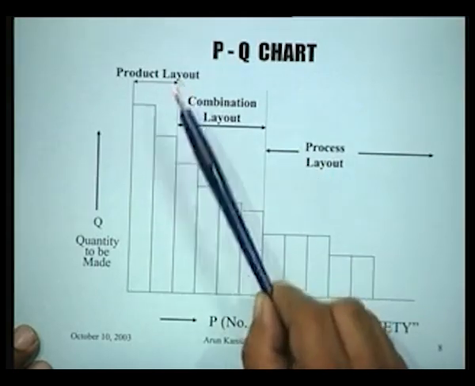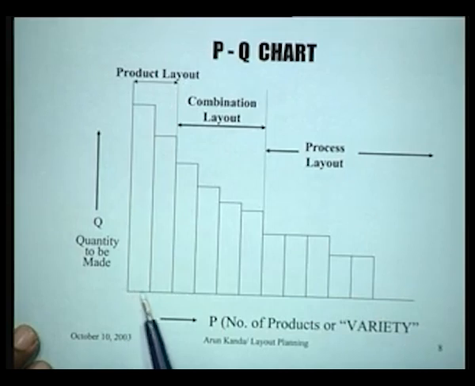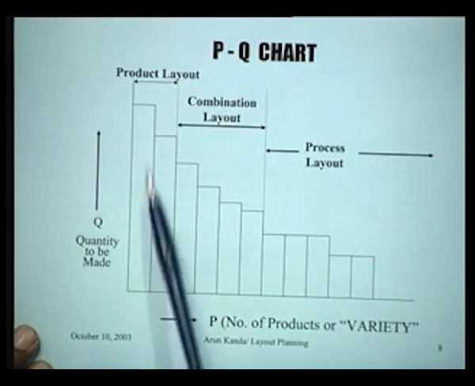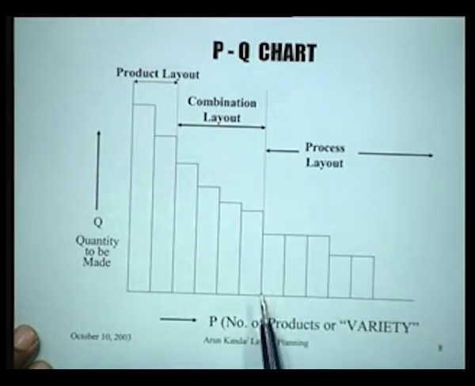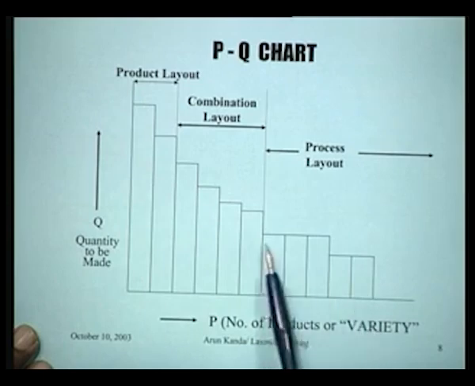A product layout is most appropriate when you have fewer products to produce in large quantities, and a process layout is used when you have large variety but to be produced in small quantities. So I think this summarizes the features of product and process layouts in that sense.